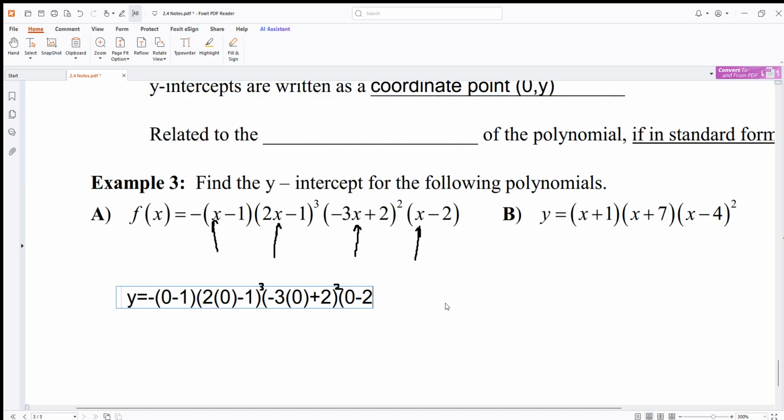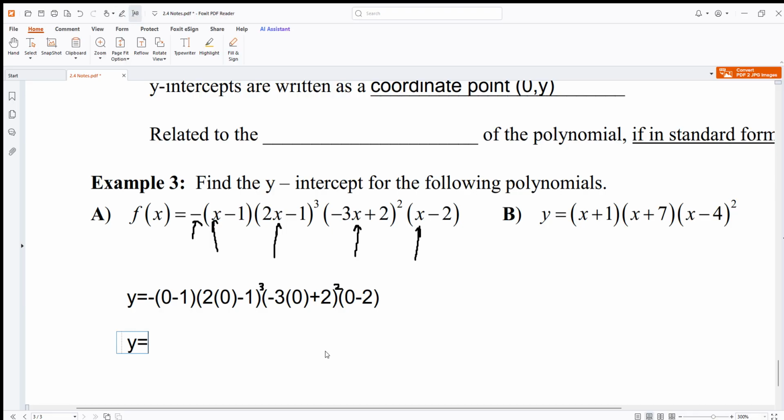So notice on all of these, nothing else has changed. The exponents are the same. The negative is still in front, right? All of the parentheses are still there. The only thing we changed is that instead of x, 0 is now in its place. And then we just evaluate, right?